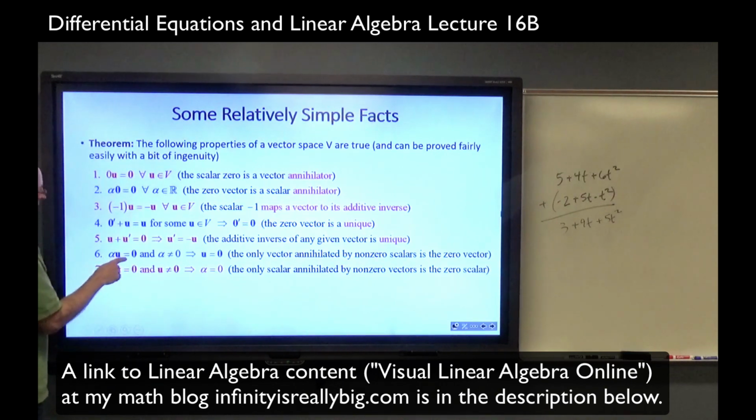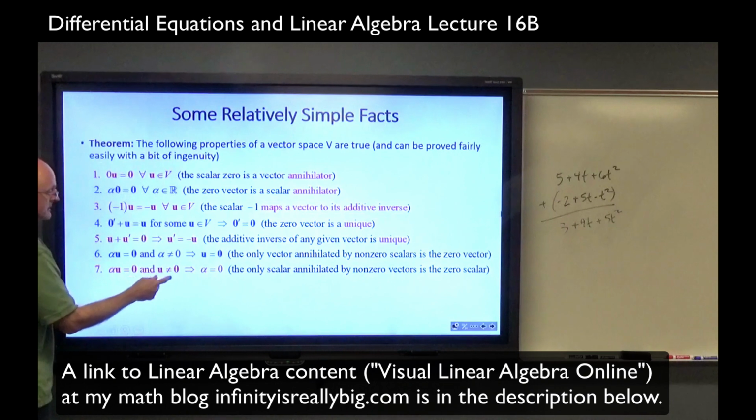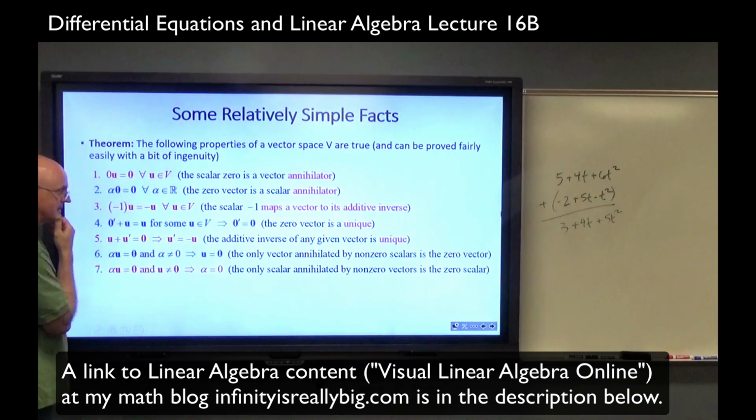If alpha times u is 0, but alpha is not the number 0, then u must be the zero vector. If alpha times u is the zero vector, but u is not the zero vector, then in fact alpha must be the number 0. This annihilated idea in this description is just saying these things are getting mapped to 0.